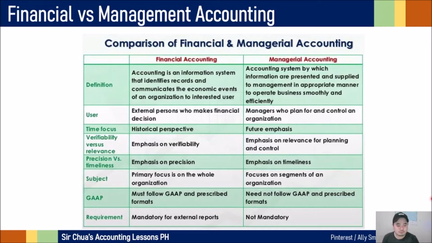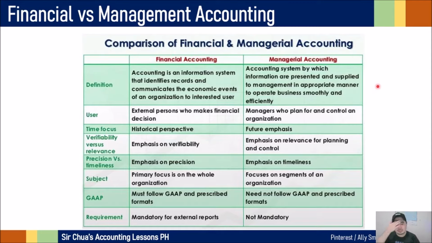Okay. Now, let's try to compare financial and managerial accounting, no? So, in financial accounting, accounting is an information system that identifies, records, and communicates the economic events of an organization to interested users. Okay, so it's an information system more on recording and then communicating of the economic events to those people outside. External users of accounting information. Okay, yun po yung user, no, external users. However, in managerial accounting, our definition would be a bit different because it is an accounting system by which information is presented to the management, okay? Because they will use that information for them to be able to decide and to operate the business smoothly and efficiently.